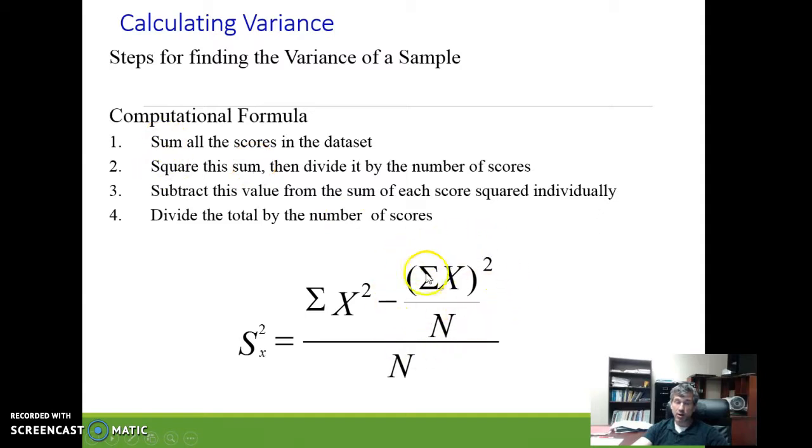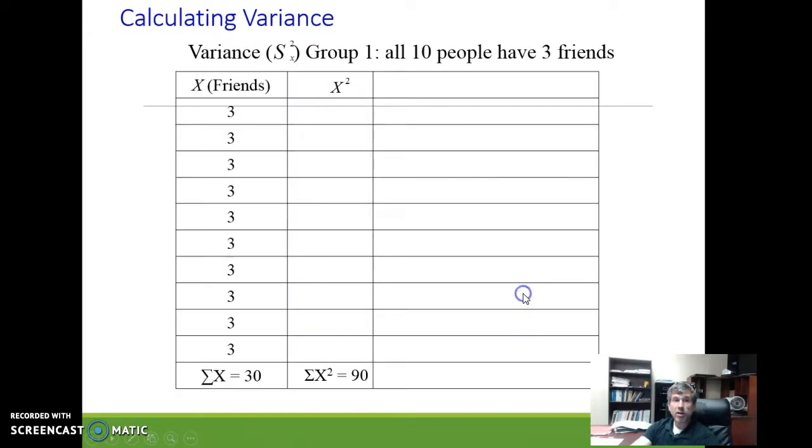So again, after we divide sigma x, quantity squared, by n, that's steps 1 and 2 over here on the right side of the numerator. We subtract it from sigma x squared on the left, and we divide that by our n. So let's see what that looks like with our same data sets.